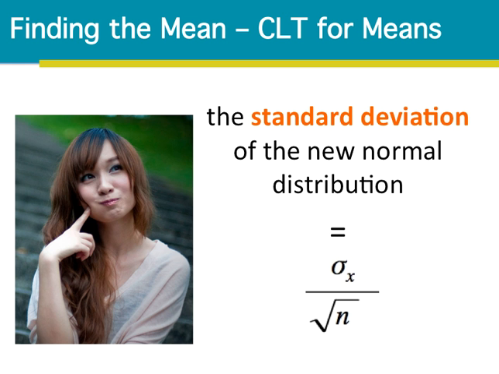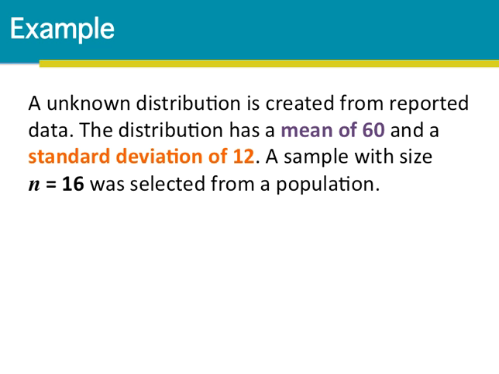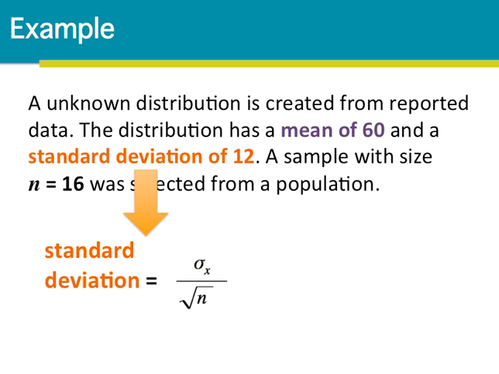Also remember that the standard deviation of the new normal distribution is equal to the original standard deviation divided by the square root of our sample size, n. Again, in the problem, we're told that our standard deviation is equal to 12. So, using the formula, our new standard deviation is equal to 12 divided by the square root of 16. Or, when simplifying, our new standard deviation is equal to 3.